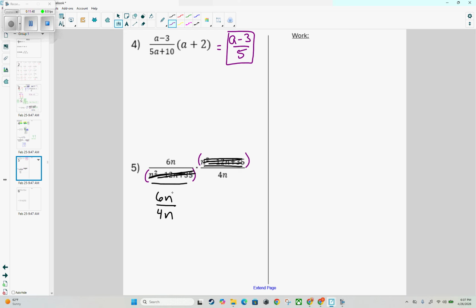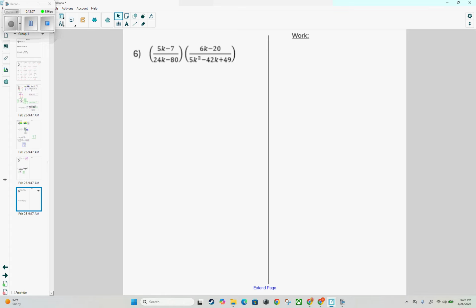So at this point, I can actually cancel off the ends, and I can reduce down 6 over 4. I can divide a 2 out of both of these. So that's what I'll do, and I'm left with 3 over 2. So number 5, the answer is just 3 over 2. All right, our last 2 to go.